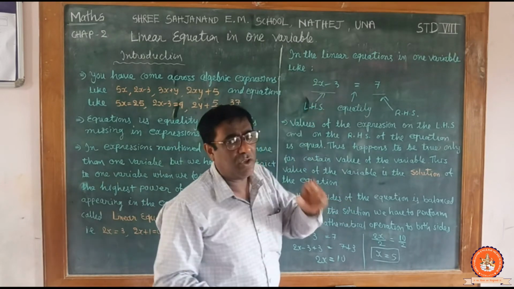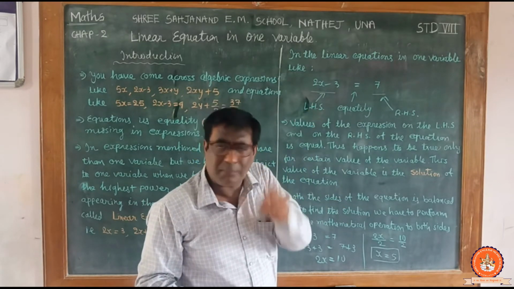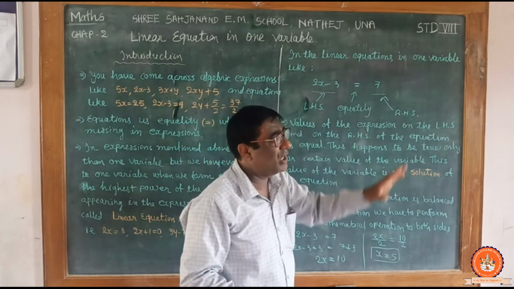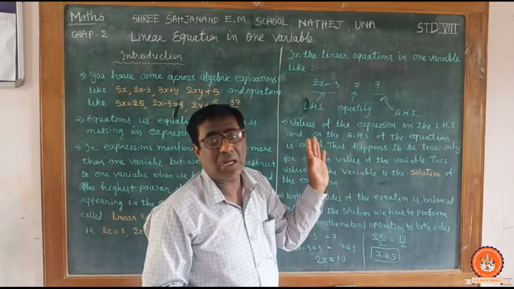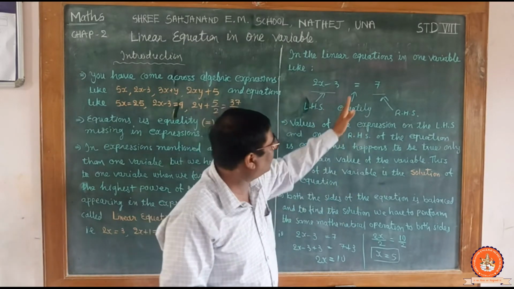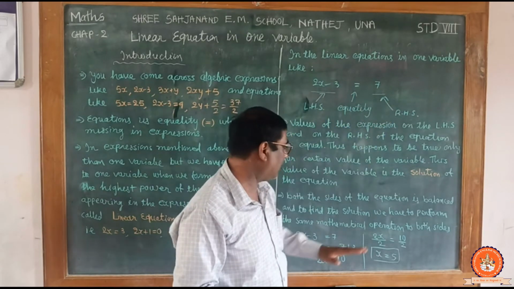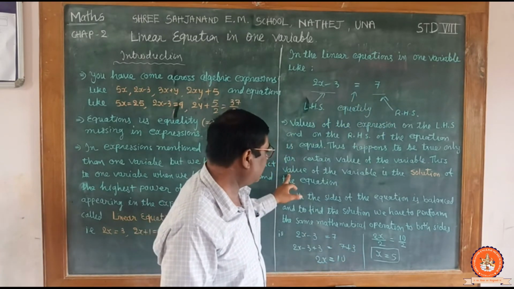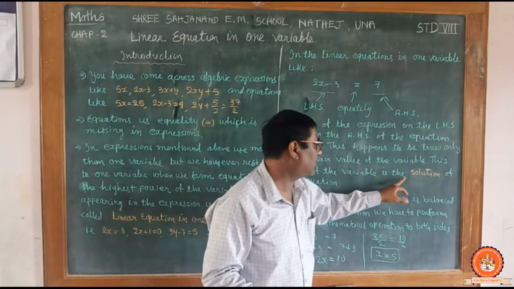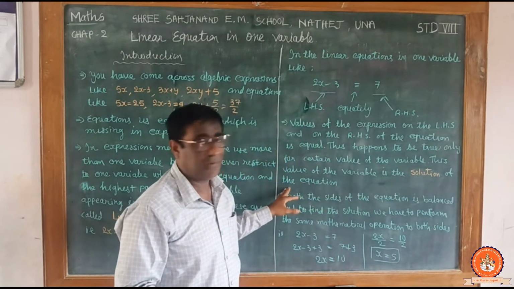x की जगह पे कोई एक certain value आप डालोगे तभी दोनों साइड की वैल्यू सेम होगी. x की जगह पे और कोई वैल्यू डालोगे तो इक्वेशन है वो बैलेंस नहीं होगा. ओके, this value of the variable is the solution of the equation.